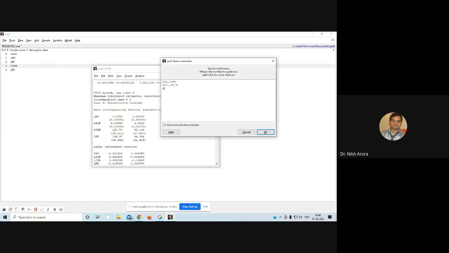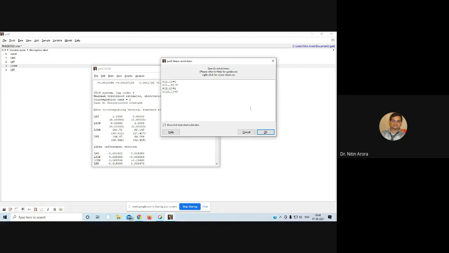Then next is B, the second cointegration vector. I want to model IIP as a function of CMR and ER. So β22 must be unity. And obviously β21 has to be absent from my equation, so β21 is equal to 0. These 4 restrictions I will have to apply.